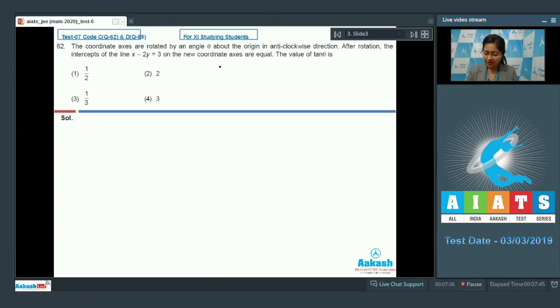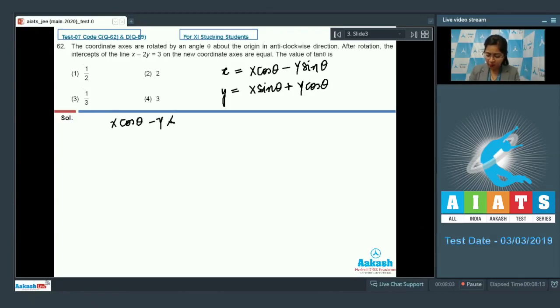Now, we know that in terms of new coordinates, x can be written equal to x cos theta minus y sin theta, and y can be written as x sin theta plus y cos theta. Now putting these values in the given equation, we will get x cos theta minus y sin theta minus 2 times (x sin theta plus y cos theta) is equal to 3. This is the equation of the line.